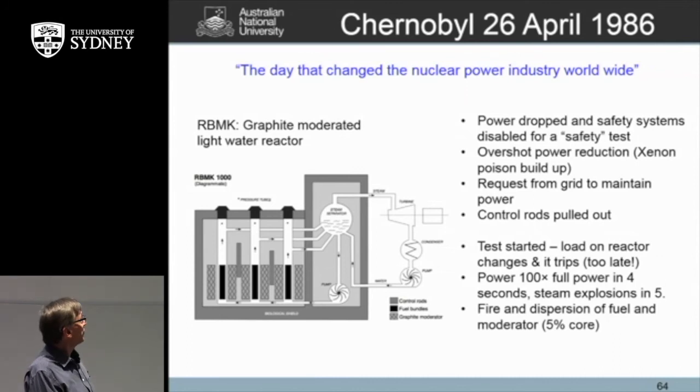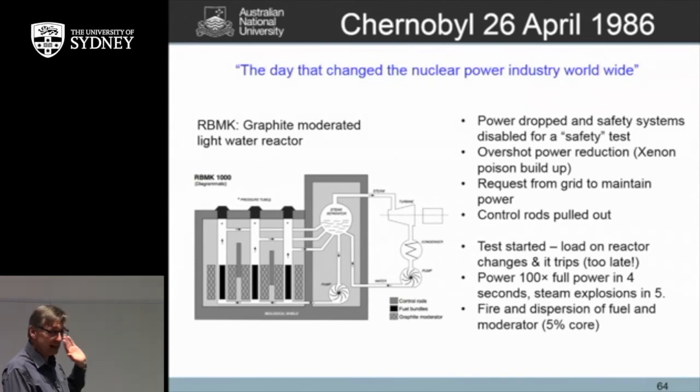Well, what happened was that the power was dropped in preparation for this test. That's okay, but they also disabled safety systems. They overshot the power reduction, which leads to this xenon fission fragment poison buildup. Then there was a request from the grid to maintain power, so they tried to raise the reactor power again, pulled out control rods.